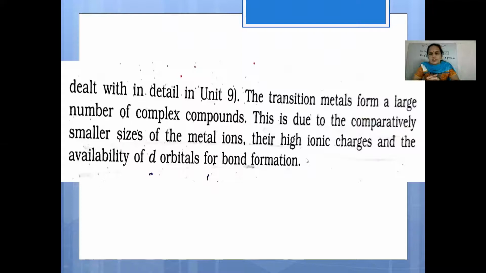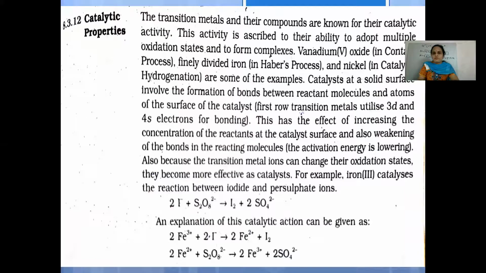The transition metals form a large number of complex compounds, and this is due to comparatively smaller sizes of metal ions, their high ionic charges, and the availability of d orbitals for bond formation there. So due to which they form a large number of complex compounds. The question comes in your exam, why do transition metals form a large number of complex compounds? So you will write these reasons. Then they exhibit catalytic properties. Most of the transition elements are known for their catalytic activity there.